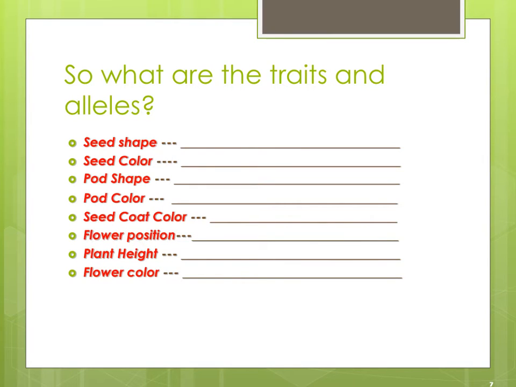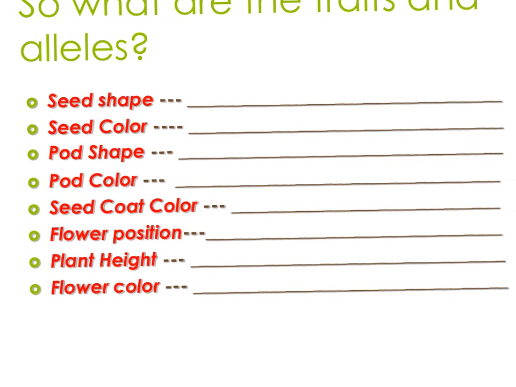What are the actual traits and alleles that Mendel was studying? Well, there's a big old pile of them in your textbook. The first one that he looked at was seed shape. And your seeds, just like you saw in the little cartoon, they could either be round or wrinkled.